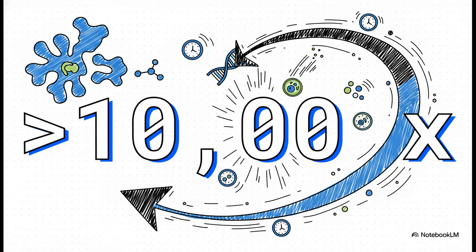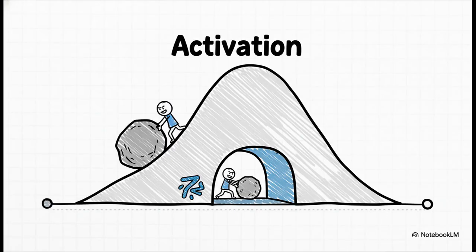And in a lot of cases, it's more like millions or even billions of times faster. It's no exaggeration to say they make the chemistry of life possible. So how in the world do they do that? Well, it's all about energy. You can think of any chemical reaction as needing to get over an energy hill to get started. That hill is the activation energy.